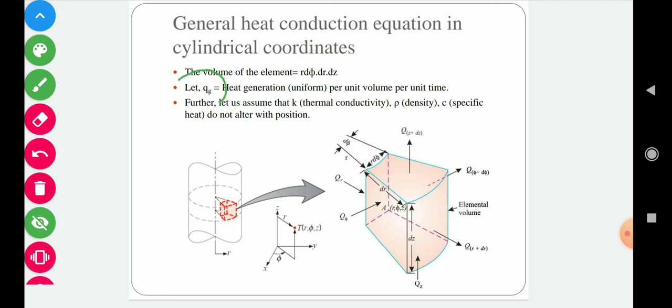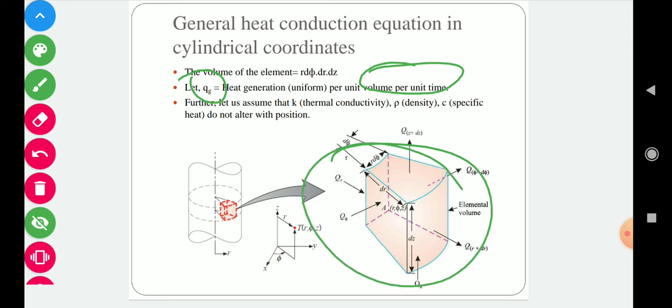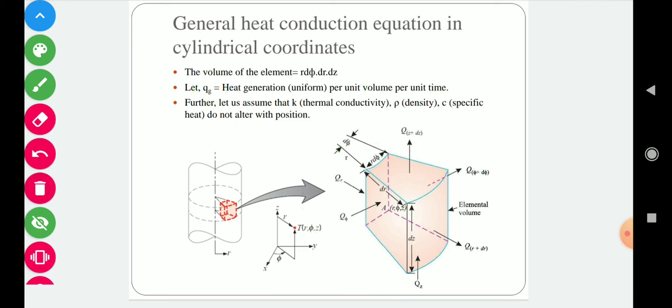Again, Qg is the heat generation per unit volume per unit time. So the total heat generation will be equal to Qg multiplied by the volume of this control volume and the time taken for that particular heat transfer. Again, k is thermal conductivity, rho is density, C is specific heat, and we assume they are not changing because our assumed material is isotropic.